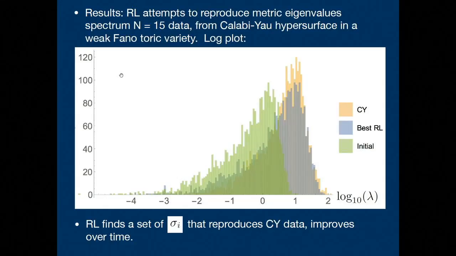There's a few different ideas that we have to use it, but right now we're using something called a cosine distance. Right now, we've just looked at small h11, h11 equals 15, but in the future, we want to increase this to larger h11. So just a quick plot of some of the results.